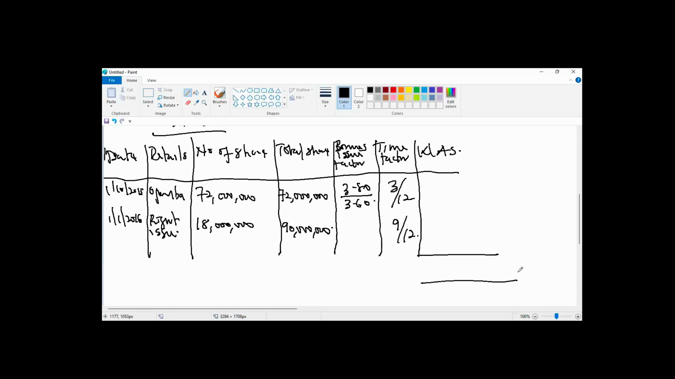I will now say 72 million times 3.80 divided by 3.6 times 3 over 12. Then the second one, 90 million times 9 over 12, which gives 67.5. I will now sum it together.